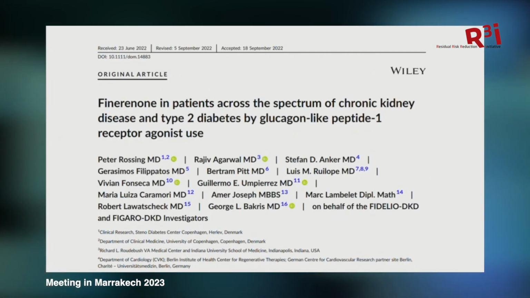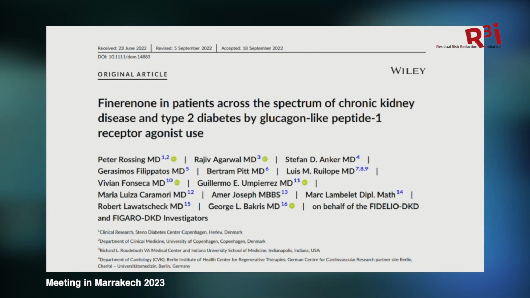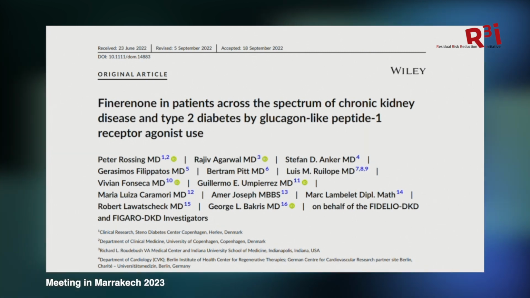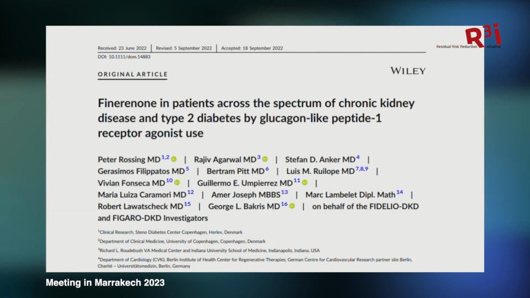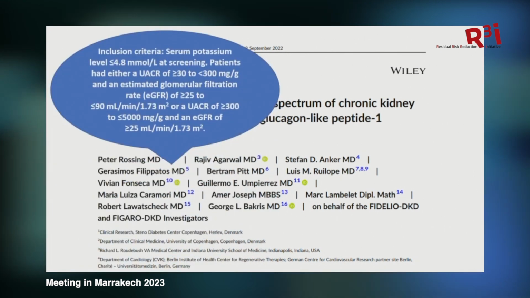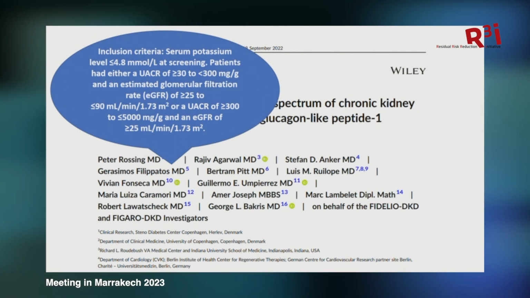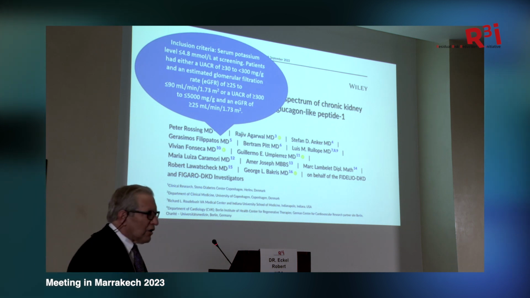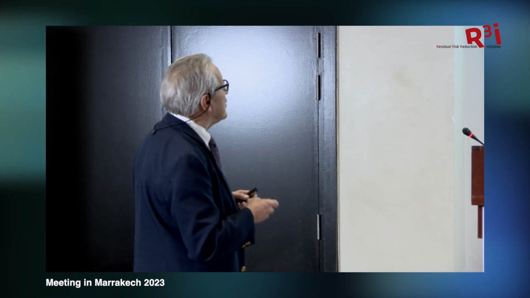Now, finerenone is a non-steroidal mineralocorticoid receptor antagonist. That sounds like almost an oxymoron, but in fact, that's how the drug works. It's not like spironolactone or eplerenone. And ultimately, the data for kidney disease here is based on the trials called FIGARO and FIDELITY, 2 trials that have been combined now to look at the outcomes of using finerenone.